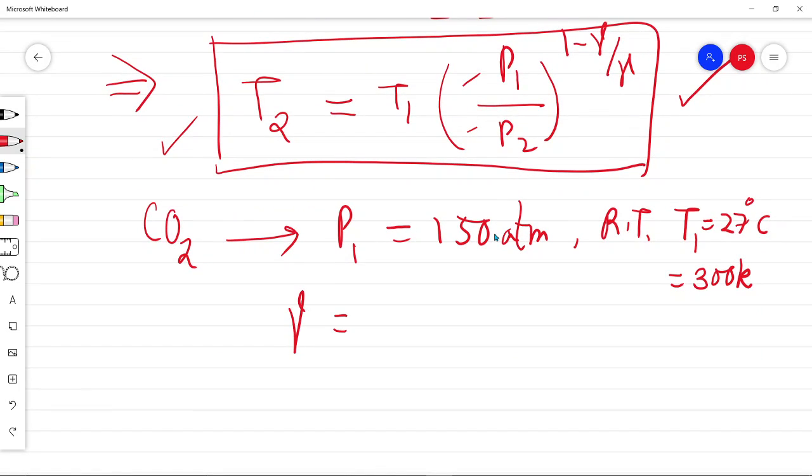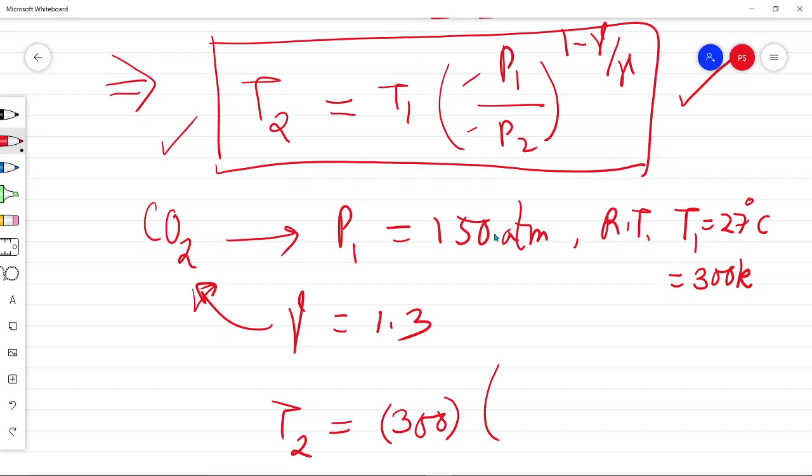Gamma for carbon dioxide is safely taken as 1.3, and this is fixed for CO2. So T2 would be just T1 times P1 by P2, with T1 being 300. Now suppose the carbon dioxide is allowed to expand to atmospheric pressure, that is 1 atm. So we have 1 by 150 raised to 1 minus 1.3 divided by 1.3.